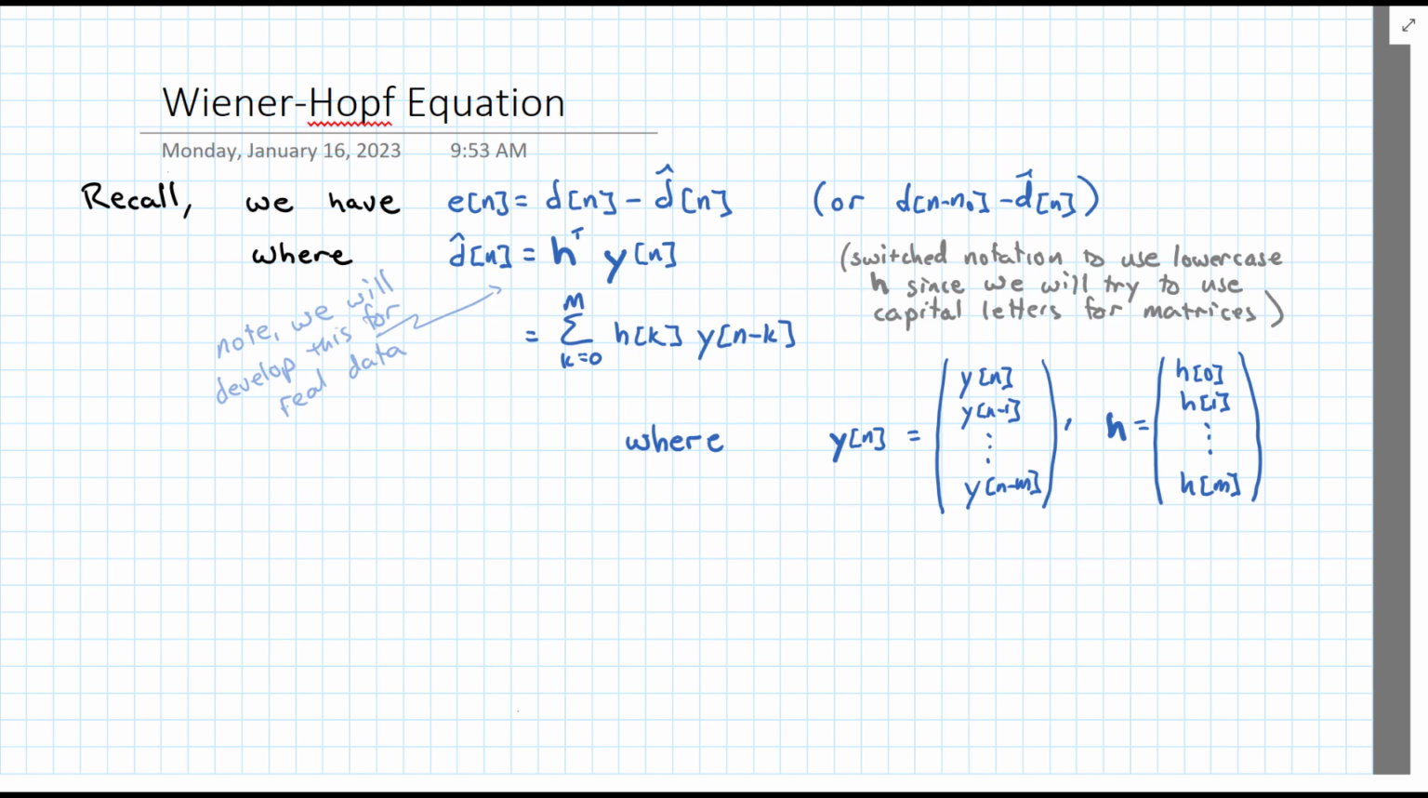Also note that we're going to be developing, as you can probably see from the title, the Wiener-Hopf equation, and we're going to be doing it for real data. I actually toyed with doing it with complex data, and you get a result that's very similar. I'll show that result at the end. It's just that it's a lot more bookkeeping to track where things are going, and I didn't want to lose the thread of where we're going with this.